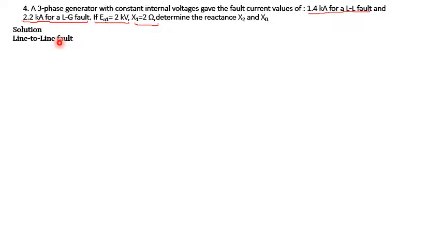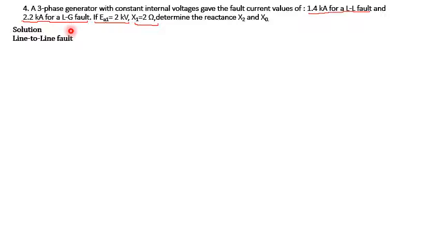The thing is, why do we need to consider the line to line fault, and why not the line to ground fault? Because in the case of the three phase fault we can calculate only X1, and in the case of double line fault we can calculate two things, that is X1 and X2. And in the case of single line to ground fault we can calculate X1, X2 and X0 value.